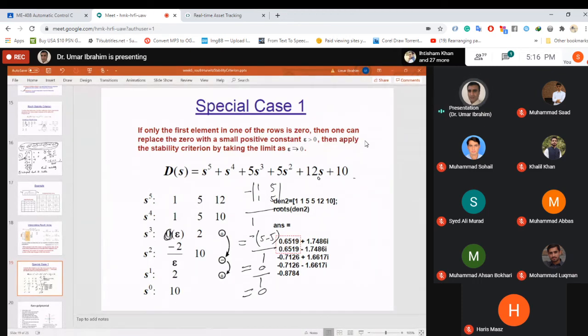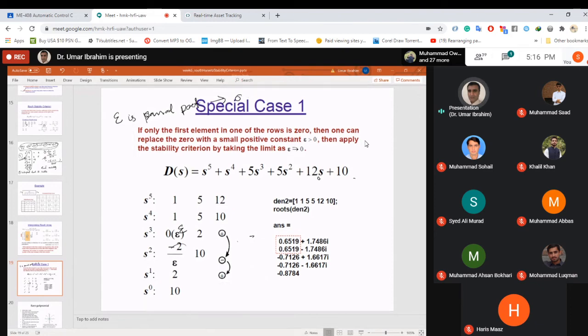Initially, it comes out to be 0, but I'm not going to write 0. Rather, I'm going to write epsilon, and note here that epsilon is a small positive constant approaching 0. Once you write epsilon, you will perform all the subsequent calculations. Now, when we try to calculate the next value, we will have to deal with epsilon.